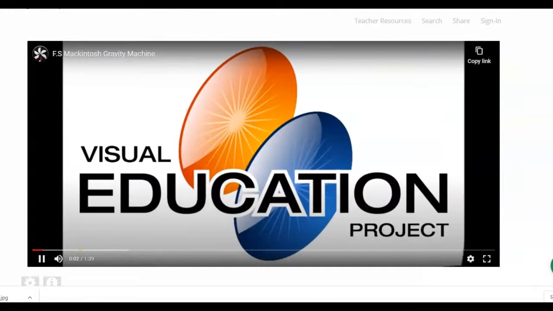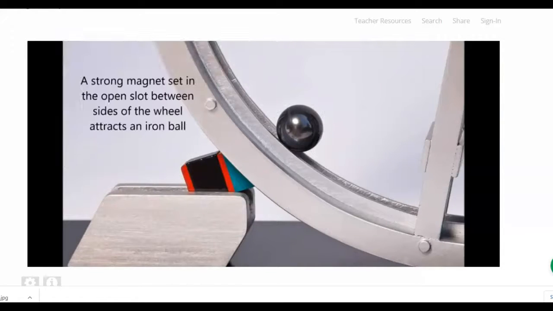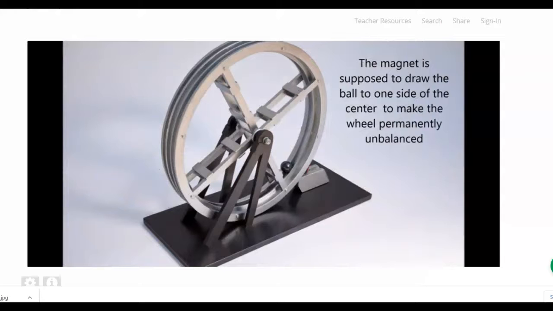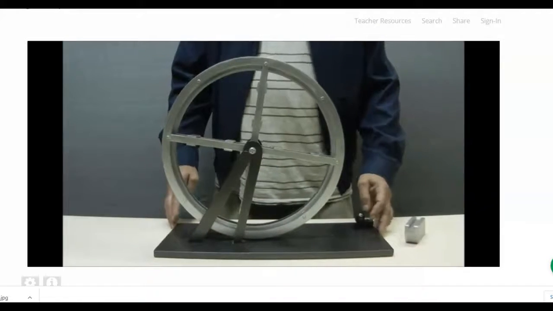Here's a perpetual motion machine, which means the machine doesn't stop moving. It's perpetually in motion. How's this one working? A strong magnet set in the slot between the wheel and the ball attracts the iron ball. The iron ball is going to draw to one side, which unbalances the wheel, and that causes kinetic motion. Let's take a quick look.